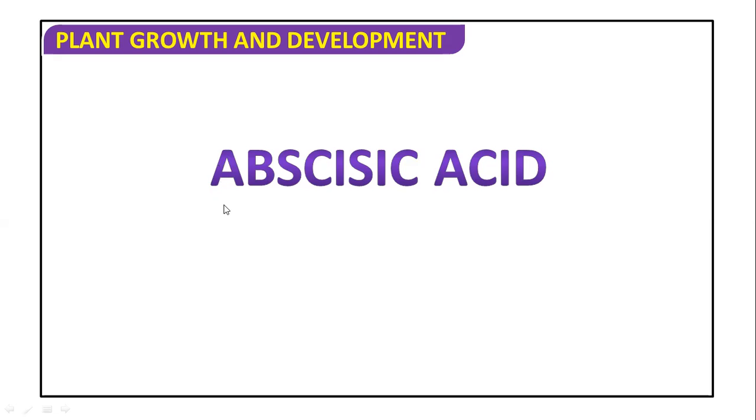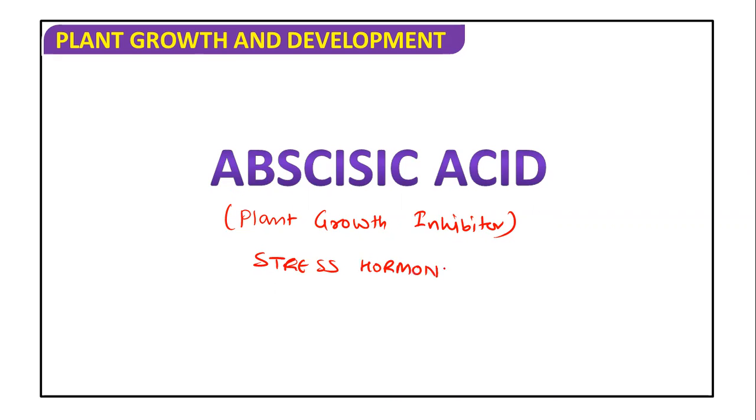Okay, so we can write it as a plant growth inhibitor, and this is also known as the stress hormone, because it is synthesized in stressful conditions like drought, waterlogging, and adverse environmental conditions. In these, the synthesis of this particular stress hormone takes place. Because of this, it is known as a stress hormone.